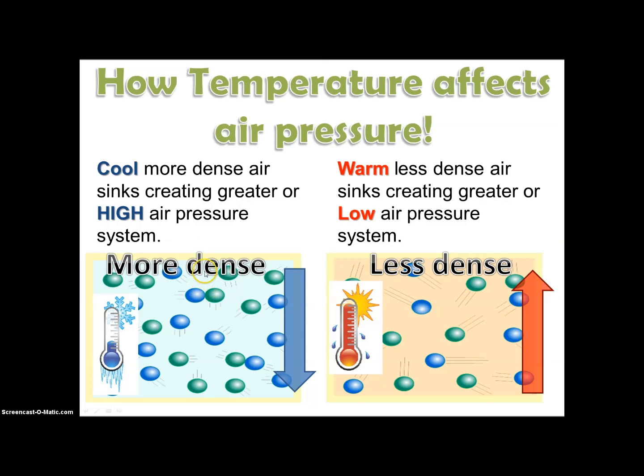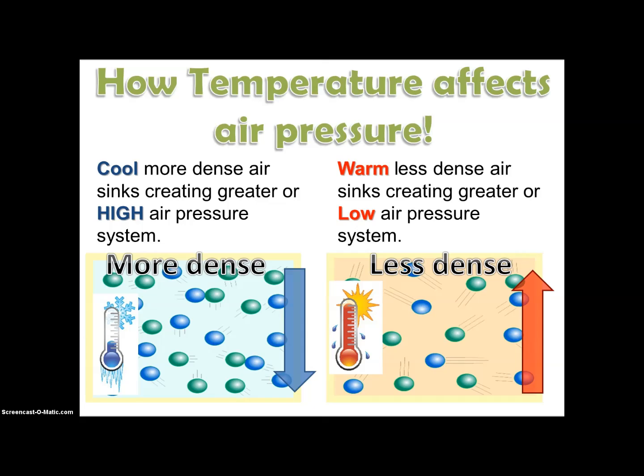This creates high pressure, because as the air sinks, it's putting pressure on the planet and anything or anyone else that's on it. And so cool, dense air has a tendency to create high pressure systems. Whereas warm air, the molecules are further apart, it's less dense, and so the air has a tendency to rise. And so because it's rising, it's not putting pressure on the planet, and it causes more low pressure systems.